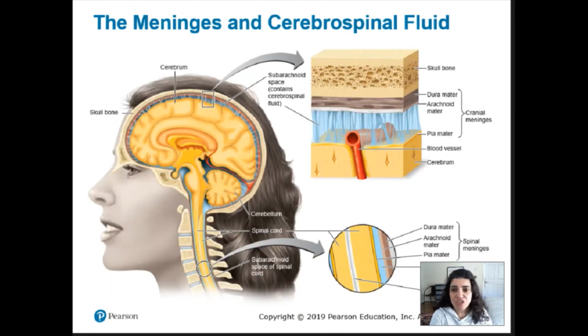The meninges are those wrapping layers around the central nervous system, so around the brain and the spinal cord. And they're actually made of 3 layers. The pia mater, which is the one really attached to the nervous tissue. The arachnoid, which is this one in the middle, where we find the subarachnoid space. And the dura mater, which is this thicker one.